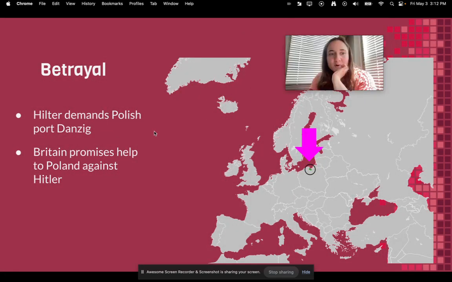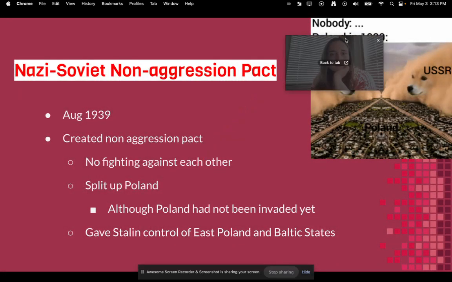So Hitler demands the Polish port of Danzig. So here's Germany right here. Here's Poland. So the Polish port of Danzig is right here. So you can see it is on the ocean. So Britain promises help to Poland against Hitler if Hitler invades Poland.